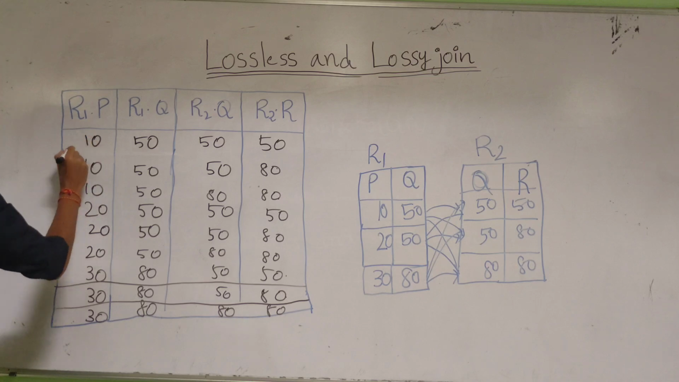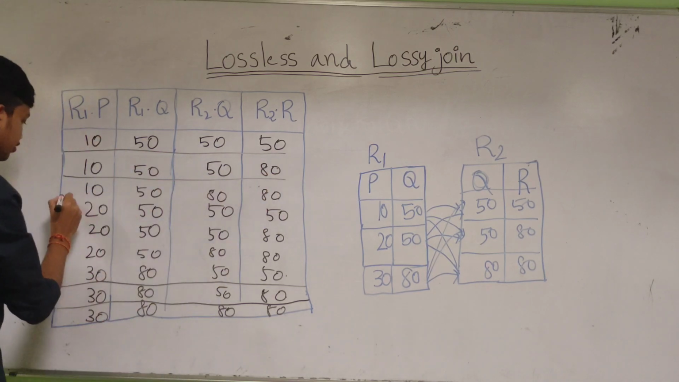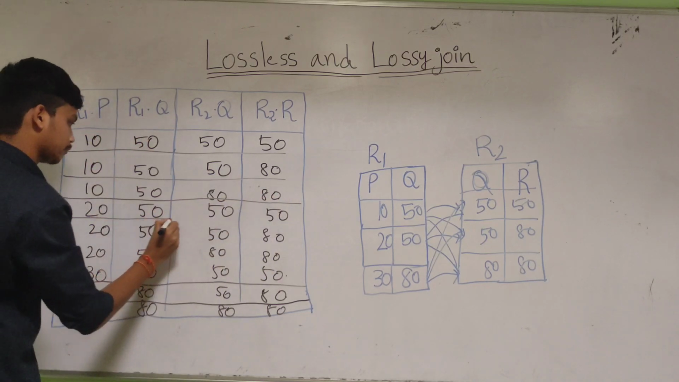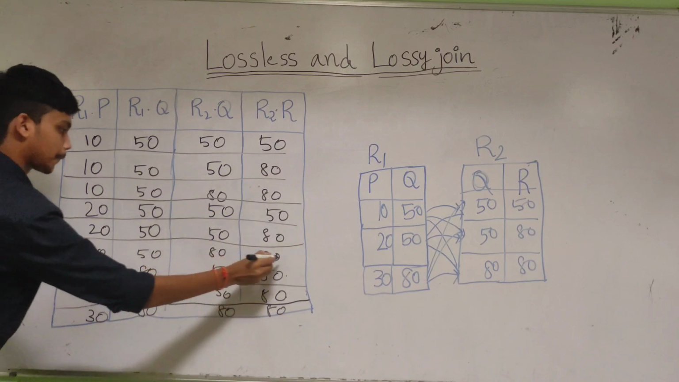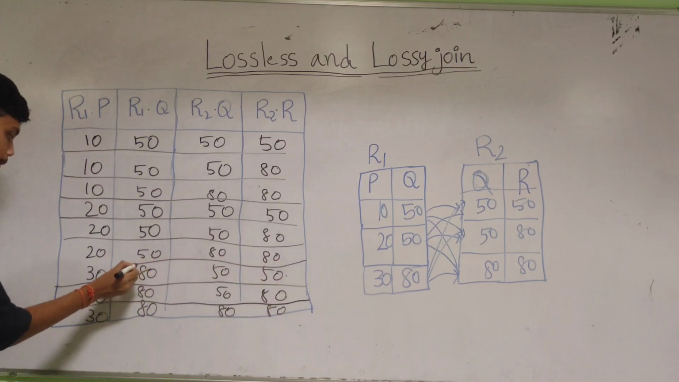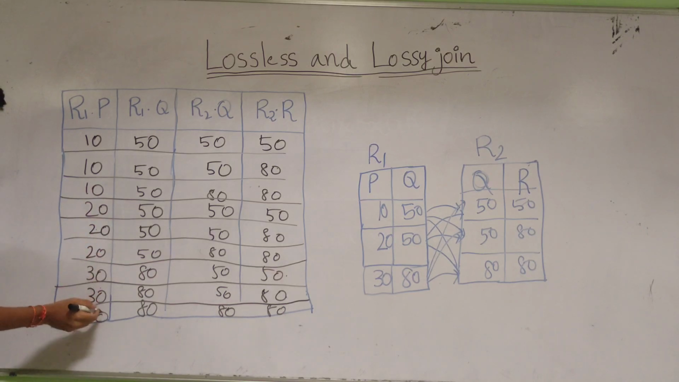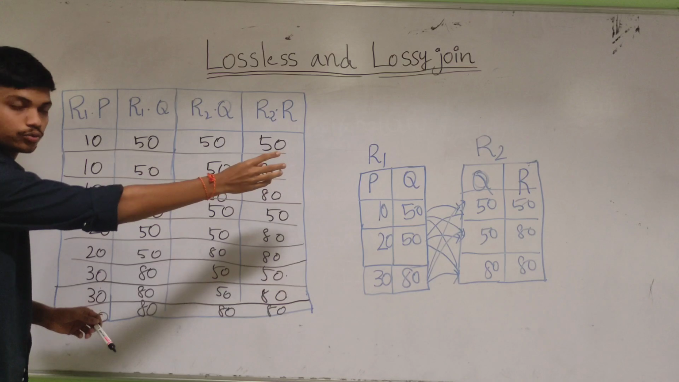So this is our table. You see, how many rows did we get? We will get 3 into 3 rows. That will be 9 rows. You see 1, 2, 3, 4, 5, 6, 7, 8, 9 rows. This is the cross product of R1 and R2.